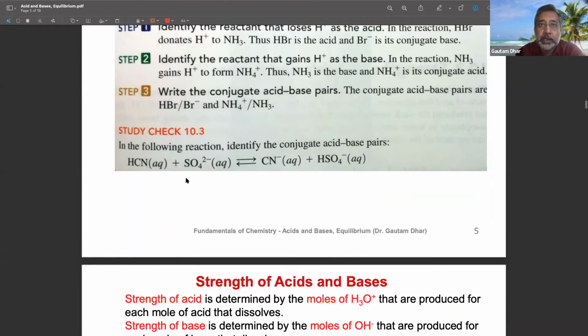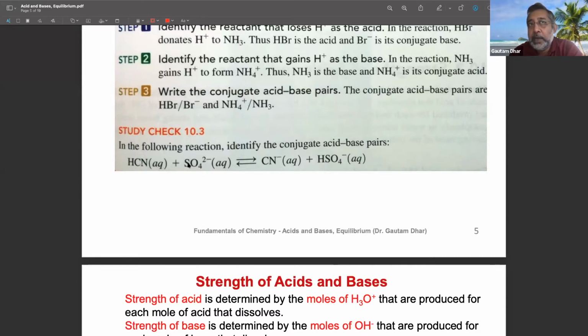Study check 10.3. So HCN is the acid. Now, what is the base reactant? Who is accepting the proton? SO4 2-. Now when HCN loses the proton, what is the conjugate base you get? CN-. So HCN is the acid part and CN- the conjugate base. They are a conjugate acid-base pair.